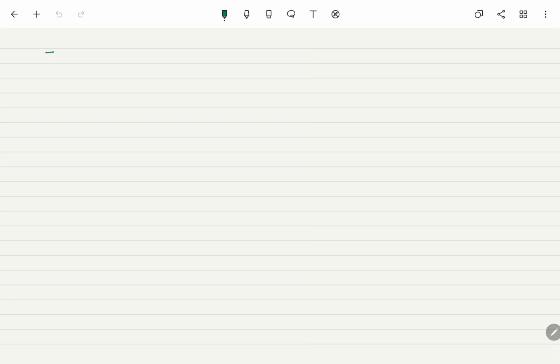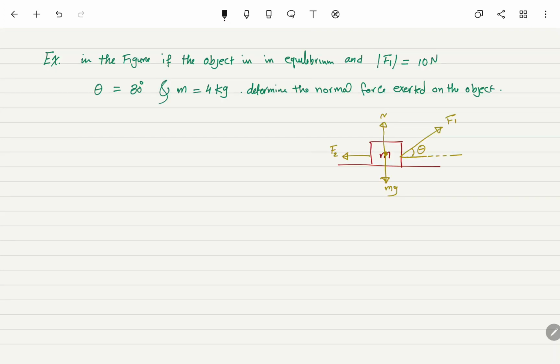Example: in the figure, if the object is in equilibrium and F1 is equal to 10 newtons, theta equal to 30 degrees, and m equal to 4 kilograms, how much is the normal force exerted on this object? Now, in equilibrium, it means the net force equals 0. The acceleration is equal to 0, so the sum of all forces is equal to 0.